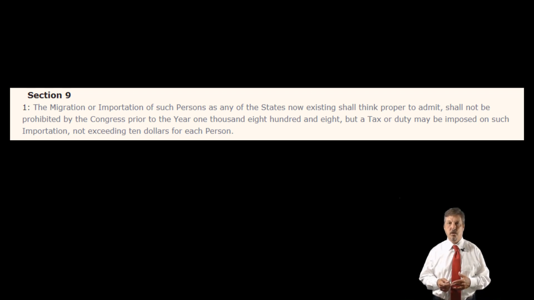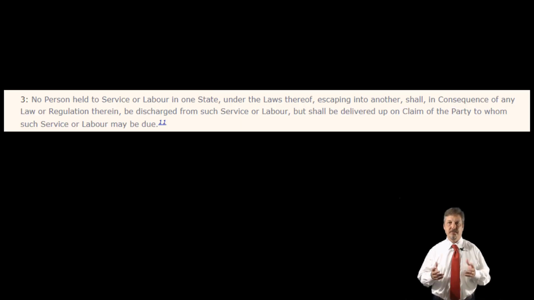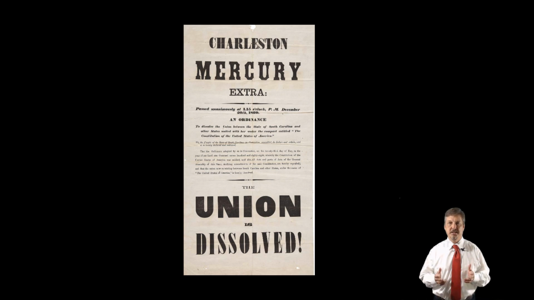Article 1, Section 9, Clause 1 prohibited Congress from enacting any legislation banning the transatlantic slave trade until 1808. Notice how that clause is worded in terms of the state's power to permit the migration or importation of persons the state thinks shall be proper to admit, again, sidestepping or ignoring the personhood of the slave. Article 4, Section 2, Clause 3, the Fugitive Slave Clause, required free states to return runaway slaves to their owners. These compromises ultimately contributed to the instability that led to the Civil War. Although they were modified by the post-Civil War amendments, the legacy of structural racism continues to haunt us.